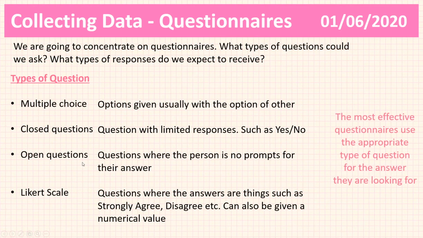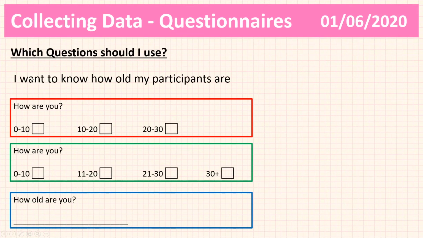And the most effective questionnaires are ones that use the appropriate type of question for what they're trying to work out. Now, here's what we're going to do now. We are going to look at what I want to find out, and then I'm giving you 3 options of questions. I'll tell you what I want to try and work out, and you need to decide which one is the most effective question. Which one of these questions should I use?